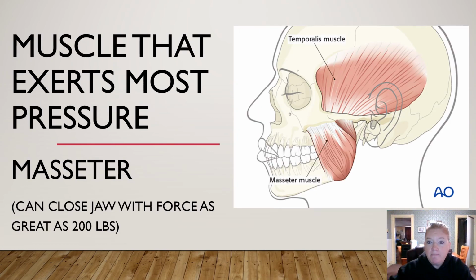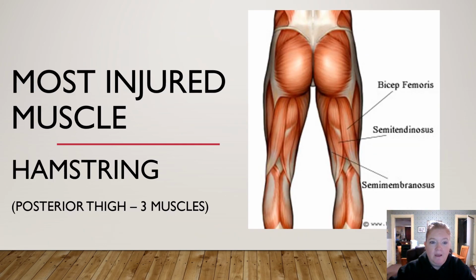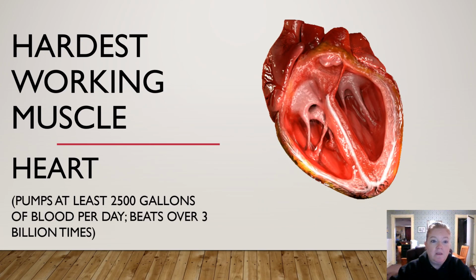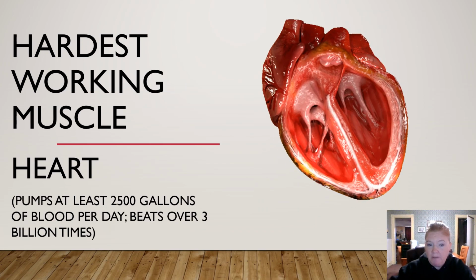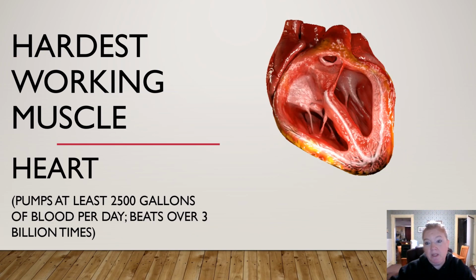The muscle that exerts the most pressure is the masseter. Okay? It can close the jaw with a force as great as 200 pounds. The muscle that puts out the most force is the soleus. It constantly pulls against gravity to keep us upright. Thank goodness. The most injured muscle is the hamstring, which is actually a group of 3 muscles. The hardest working muscle is the heart. It pumps out at least 2,500 gallons of blood per day, and it beats over 3 billion times in our life.